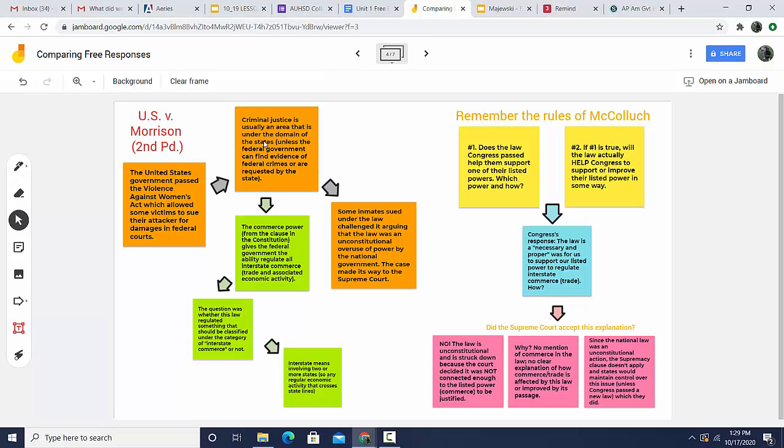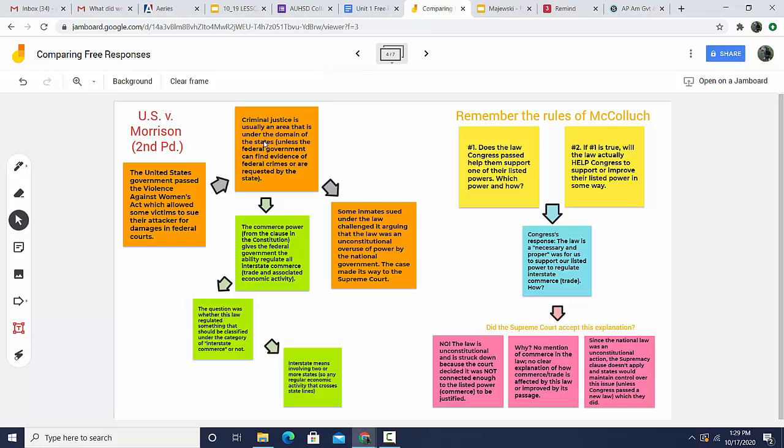All right, and of course the government here, remember, is going to argue that they can get involved in this because of their commerce power. Remember, the commerce power gives the federal government the ability to regulate all interstate commerce: trade, associated economic activity. Of course, the question here is whether the law regulated something that should be classified under the category of interstate commerce or not. Again, interstate commerce means two or more states are involved in the activity. If so, the national government can regulate. If it stays within one state, it's supposed to be under the domain of state regulation.